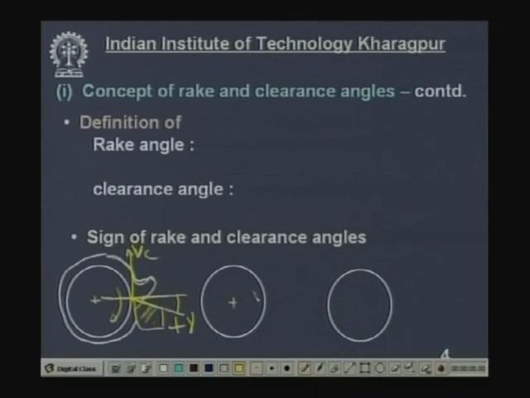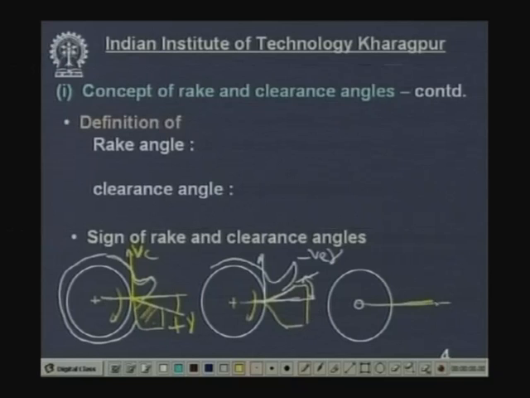But if the tool takes this shape and the chip flows like this, then this is the velocity vector, this is a reference plane, this is the rake surface of the tool and this angle is the rake angle, but this is negative rake. It can be 0 also.